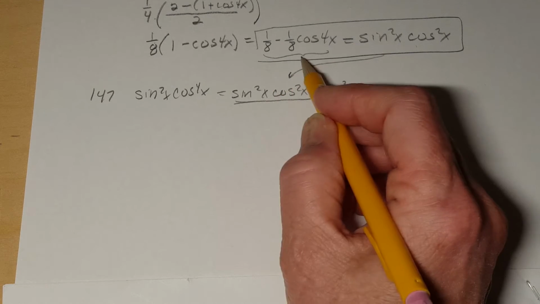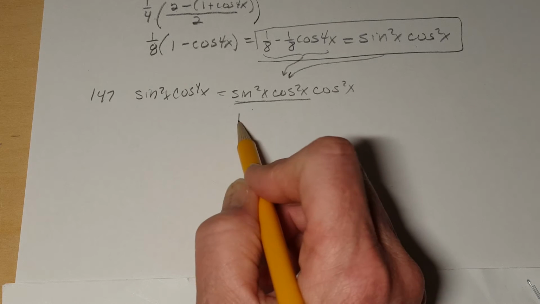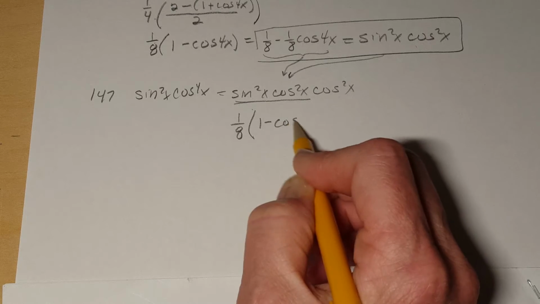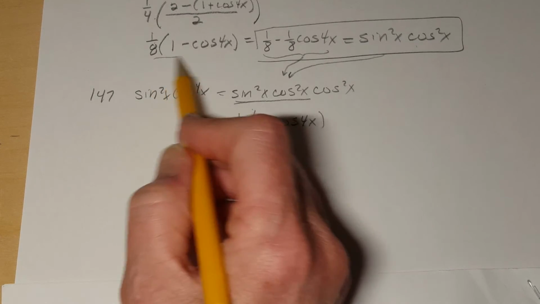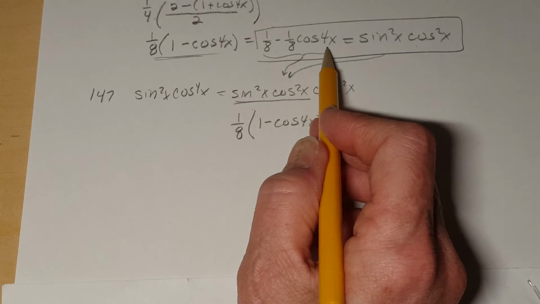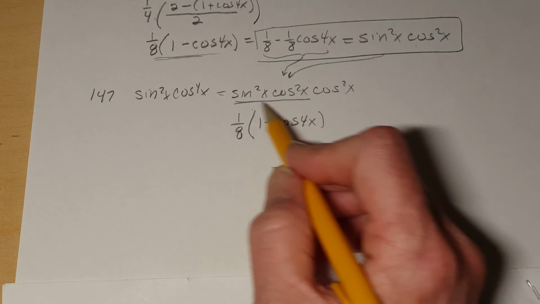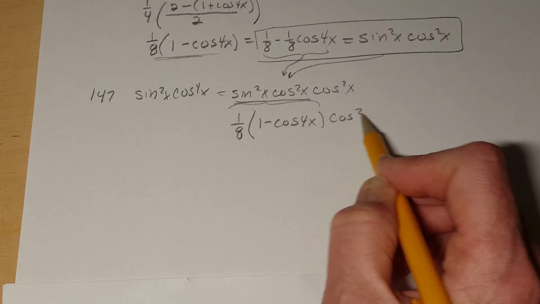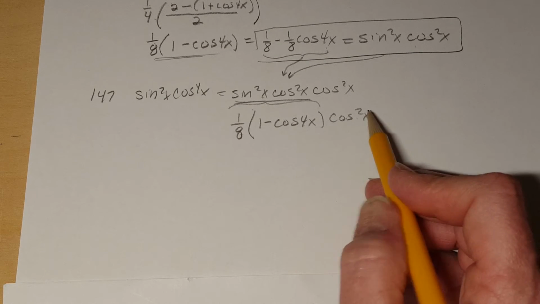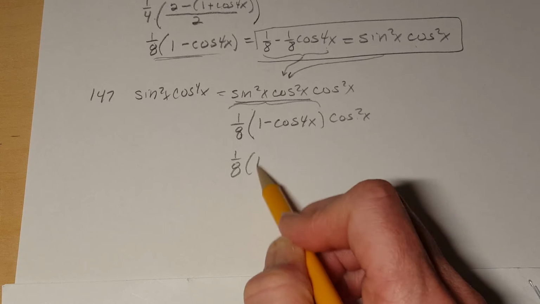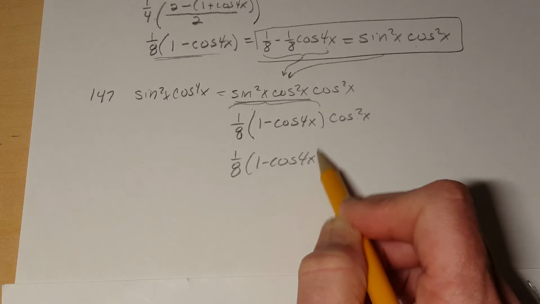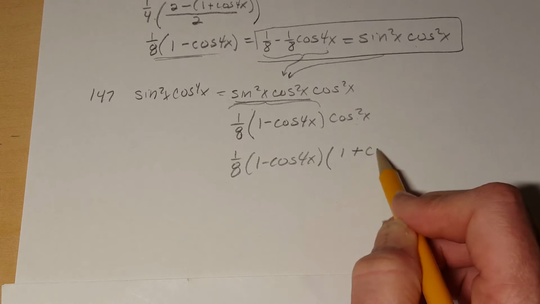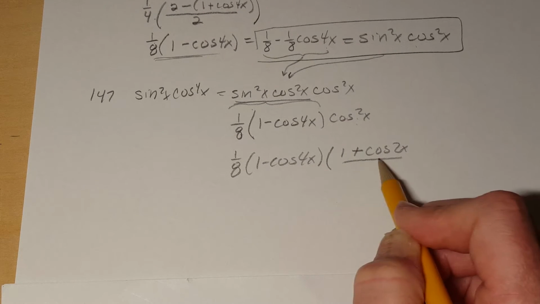So I can replace this with 1/8 times 1 minus cosine 4x. I'm going to put it in this way: instead of 1/8 minus 1/8, I'm going to factor the 1/8 out front. So that's that piece, and then I can do cosine squared x. We're doing power reducing, so we're going to leave the 1/8 out front, and 1 minus cosine 4x, there's no power in there. Now cosine squared x is 1 plus cosine 2x over 2.